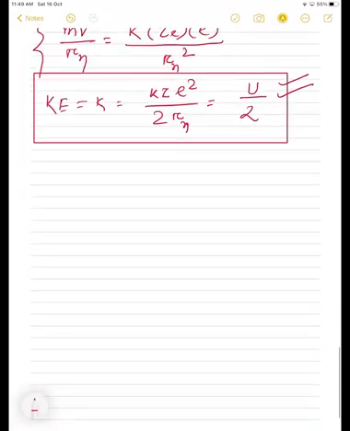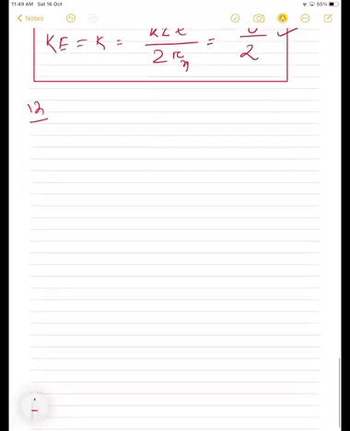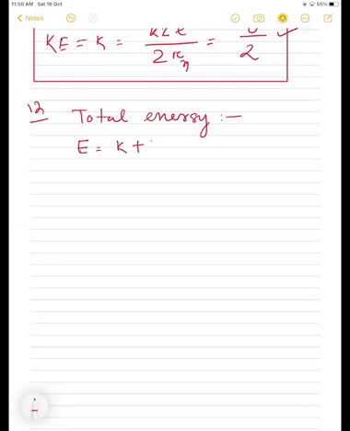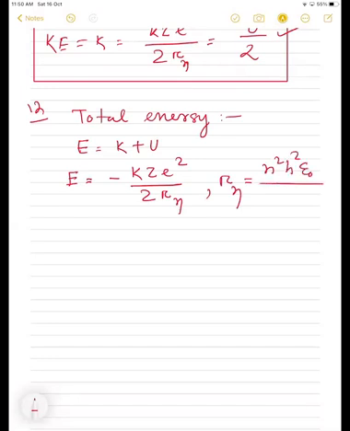Okay, so students, now we move toward total energy, right? Let's go to the total energy. Total energy means kinetic energy plus potential energy. That is, total energy is equal to how much? Kinetic energy plus potential energy, correct? And students, you know, that is equal to E is equal to minus K Z e square by 2Rn. Yes or no? And you know Rn is equal to how much? What is the formula for Rn? Rn is n square h square epsilon naught by pi m Z e square.